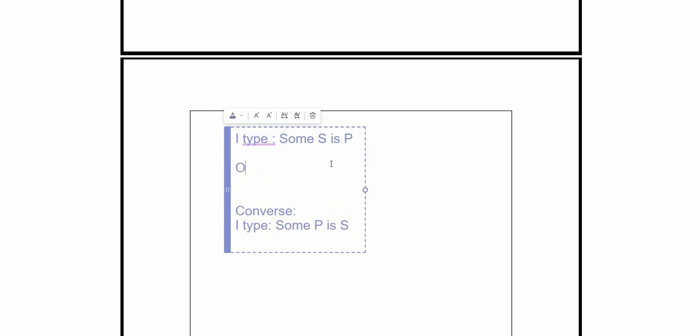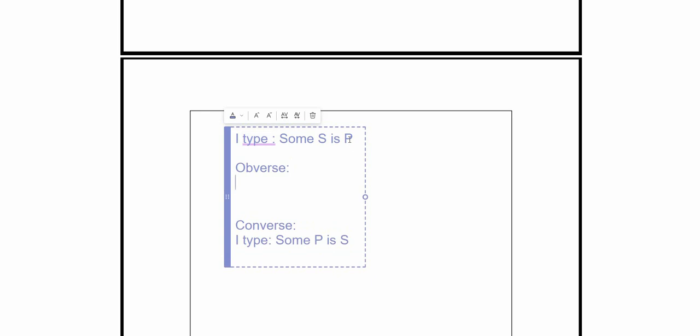Okay, now we'll do the obverse. For obverse, we don't interchange the subject and predicate, but replace the predicate with its complement. And the obverse of I is O type.